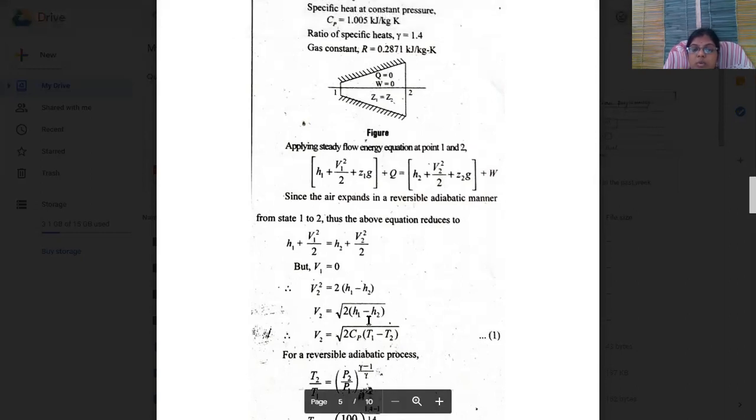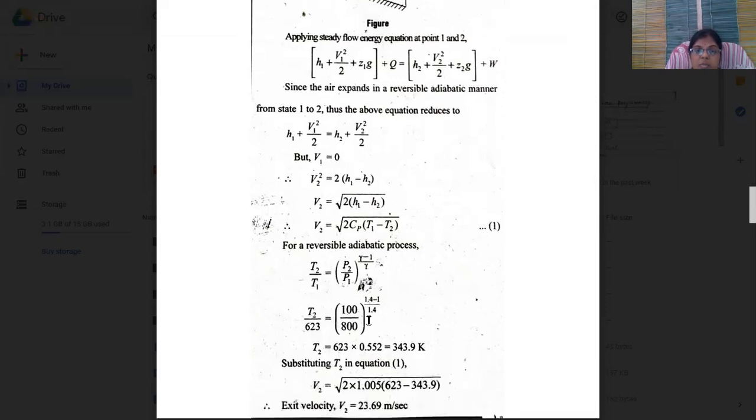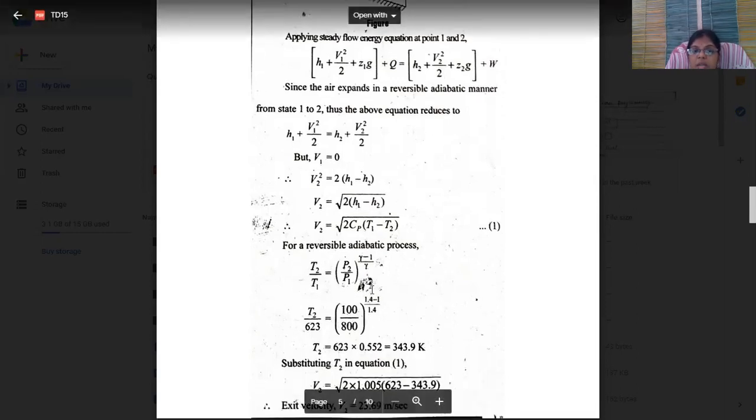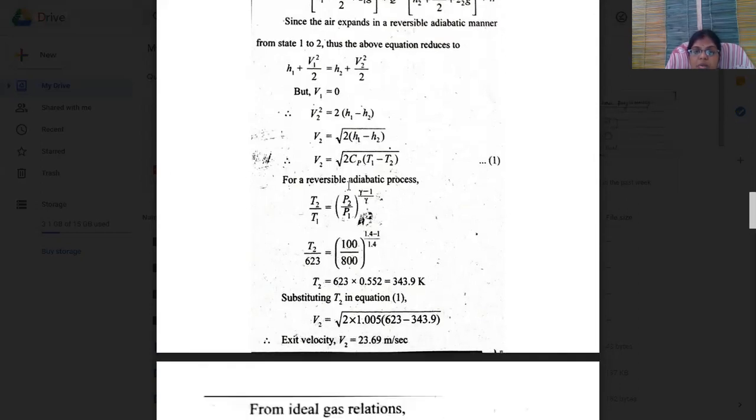In terms of difference of enthalpy, it is equal to Cp into (T1 minus T2). You have to remember that the difference of enthalpy is taken in the form of Cp into (T1 minus T2). So h1 minus h2 is equal to Cp into (T1 minus T2). We replace h1 minus h2 with Cp into (T1 minus T2) for the reversible adiabatic process. For a reversible adiabatic process, T2 by T1 is equal to (P2 by P1) whole to the power of (gamma minus 1) by gamma.